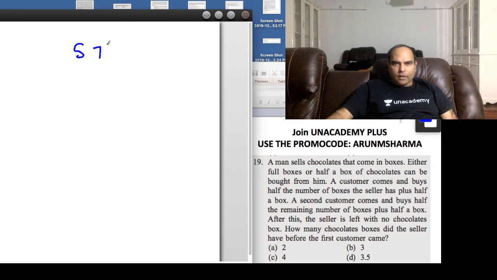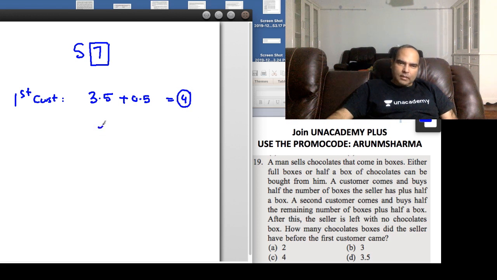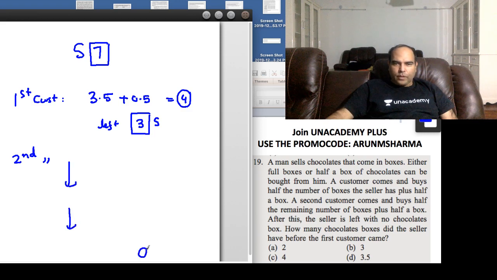So the seller starts with 7 boxes. The first customer, half plus half, will be 3.5 plus 0.5. He's going to buy 4, and he's left with 3 boxes with the seller. The second customer, and you know this is the right answer here, because with 3 boxes and 2 customers doing half plus half, you know that you reach 0. So you don't need to do the remaining part of the calculation there. And you can work out that even if you want to do the calculation, it will be 1.5 plus 0.5.